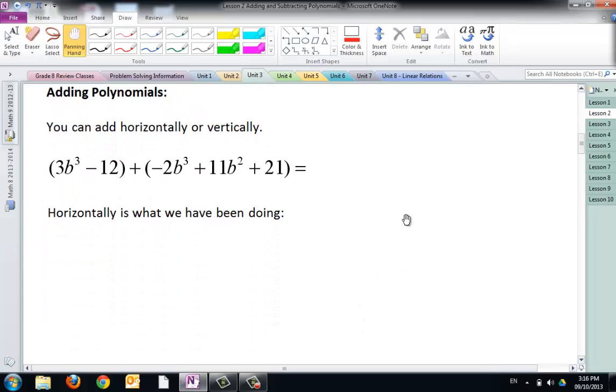Now, as we add polynomials, we can approach the adding in two ways. They call it horizontally or vertically. Everything up until now we have been doing horizontally. So we've been doing that method already.